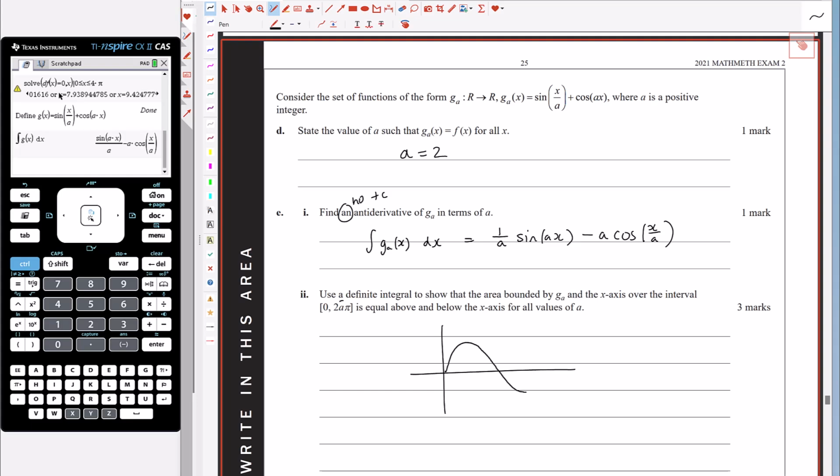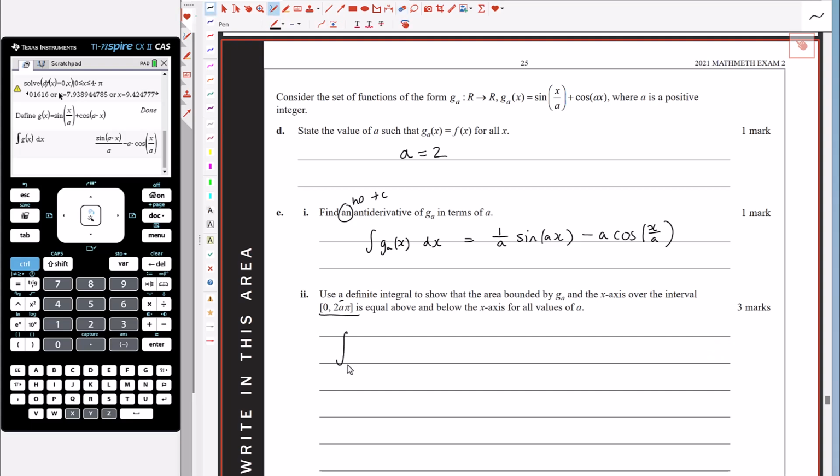If we did something like this, and we integrated from here to here, let's say that's 2 and that's 1. If we integrated from 0 to 2, whatever that function is, that should equal 0 if this area here is the same as this area here. So as long as the integral from 0 to 2aπ is equal to 0, that would mean that we have the same amount of area above the x-axis as below the x-axis over that interval. So we just need to show that that total integral is 0.